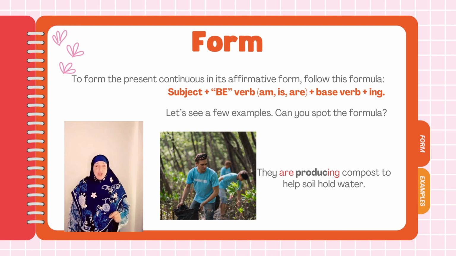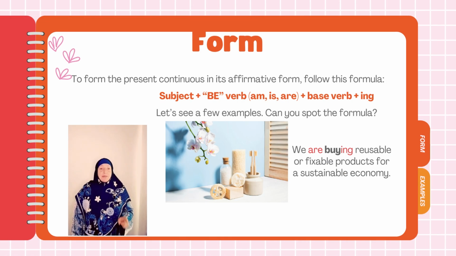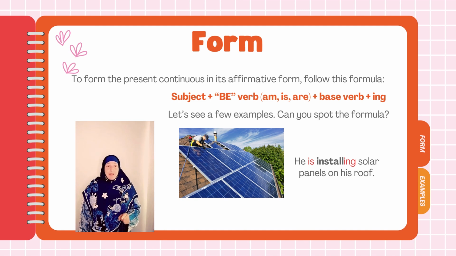Subject plus be verb plus base verb plus ing. They are producing compost to help soil hold water. Subject plus be verb plus base verb plus ing. We are buying reusable or fixable products for a sustainable economy. Subject plus be verb plus base verb plus ing. He is installing solar panels on his roof.